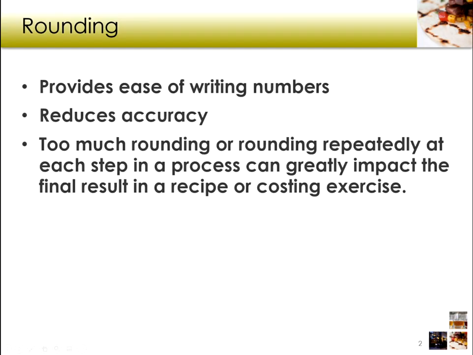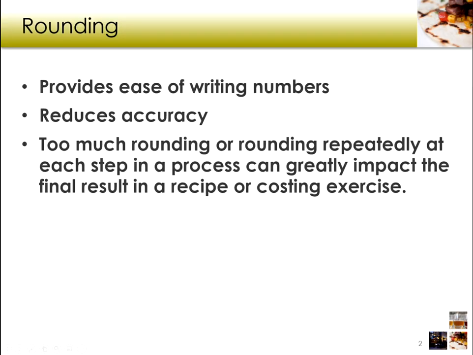Too much rounding, or rounding repeatedly at each step in a process, can greatly impact the final result of a recipe or a costing exercise. If you think about a recipe that has 15 ingredients in it, and we round off each one of those ingredients so that, like my example, we're missing 5 cents for every ingredient, by the time we reach the end of the recipe, we're out 75 cents, right? Which can make a big difference on the cost of your dish and how you set your selling price. And especially if you sell 1 million of these.